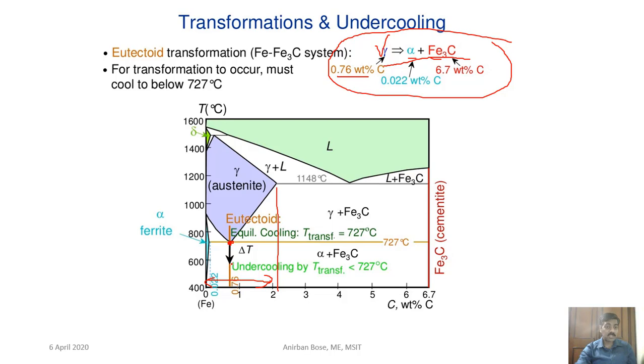What about the transformation rate? I have told you the transformation process is very, very slow, and only then will you get this kind of pearlite. Okay, now we'll see how we can get a time temperature transformation diagram out of it.